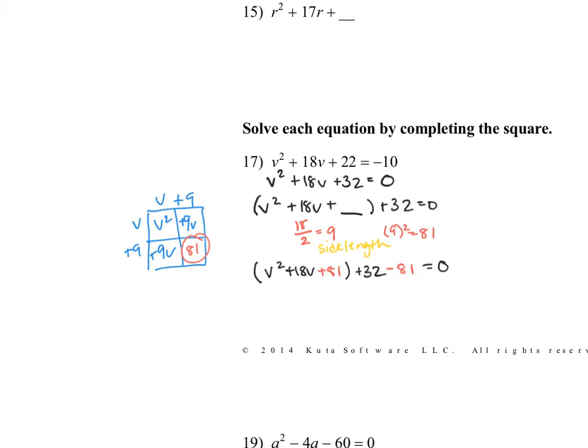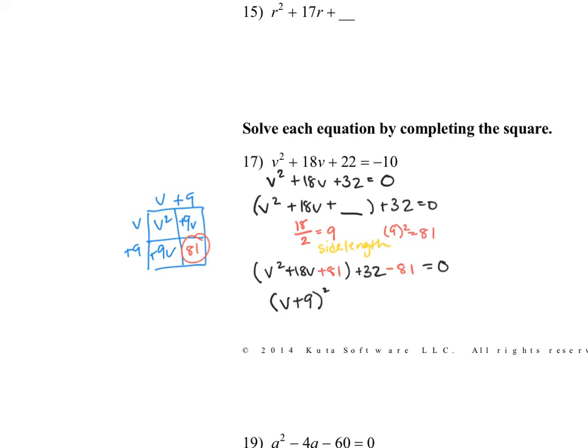So from here, we have one last step. We need to make it look different. So just like what we did for problem number, I believe it was 11, inside the parentheses, we're going to make that look like a perfect square. So we're going to say that this is v plus 9 squared.